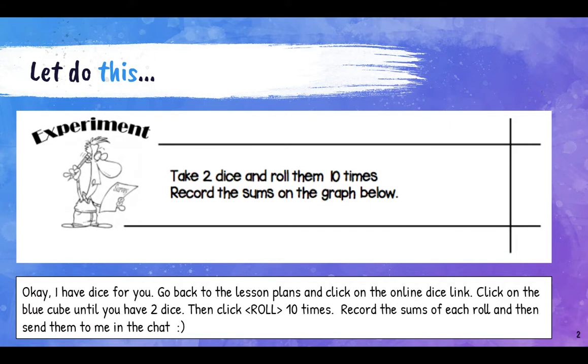Then click roll 10 times. Each time it will add them for you. So record the sums of each roll and then send them to me in the chat.